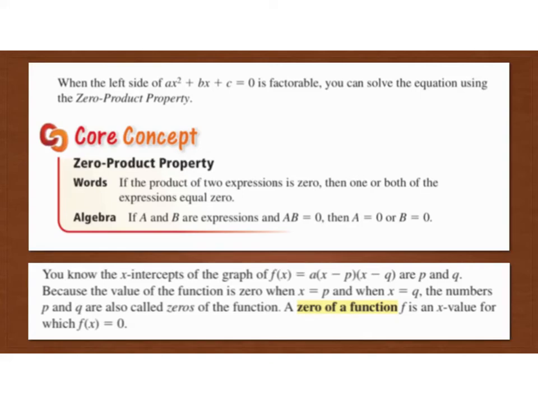So this is the second half of 3.1, so 3.1 part 2. Yesterday, we solved functions by graphing and by doing the square root of both sides. Today, we're going to be solving by factoring.